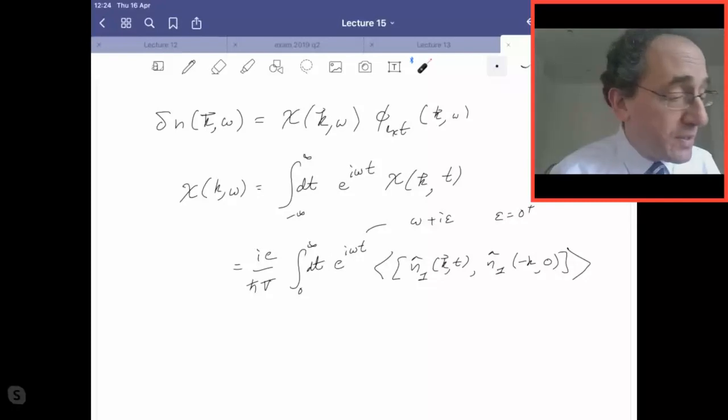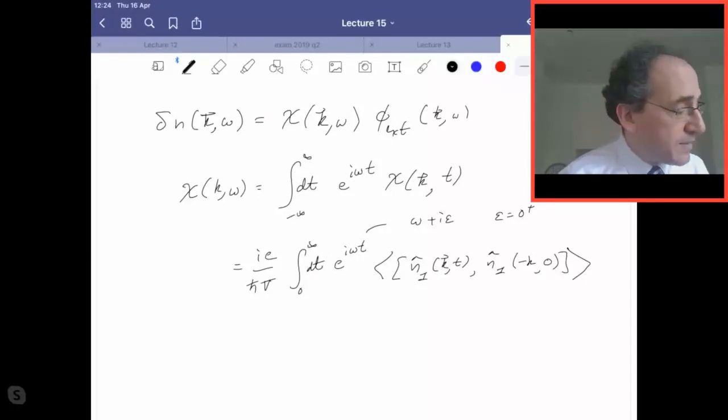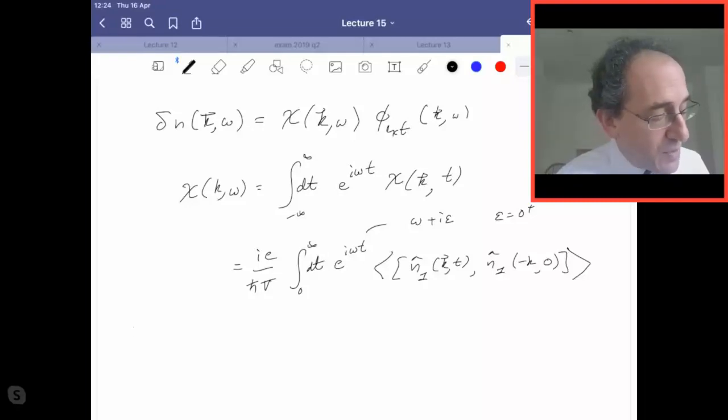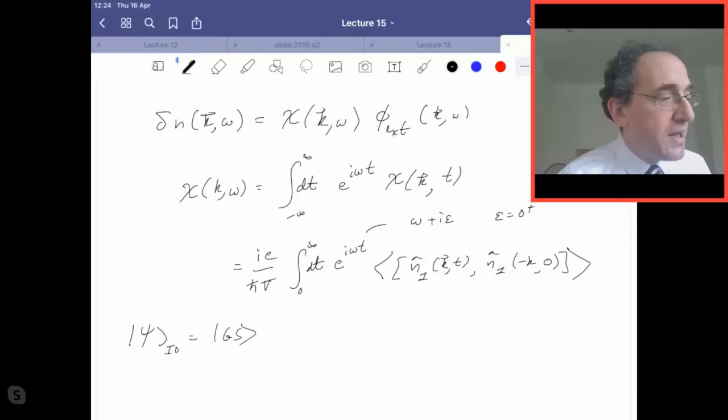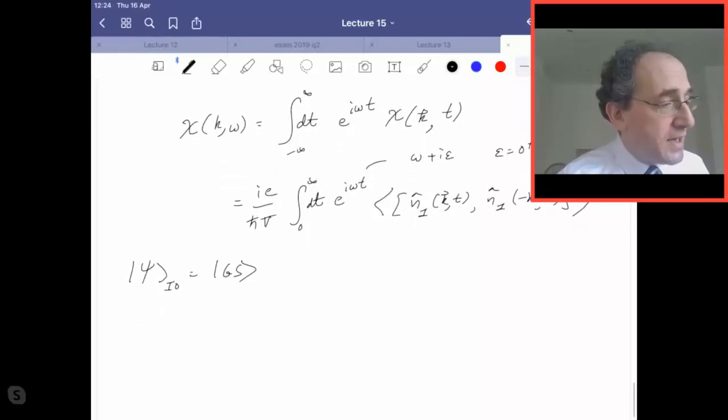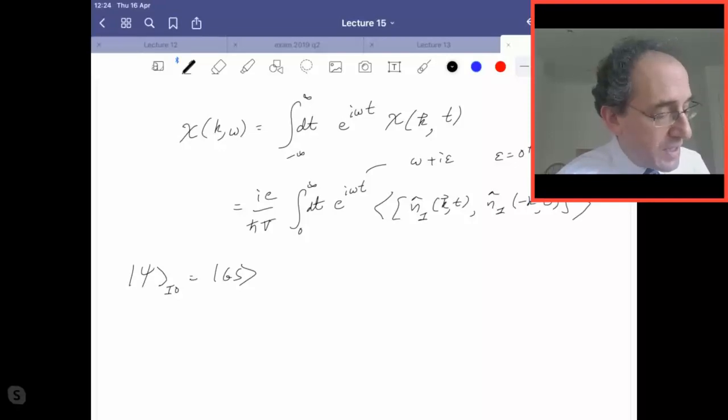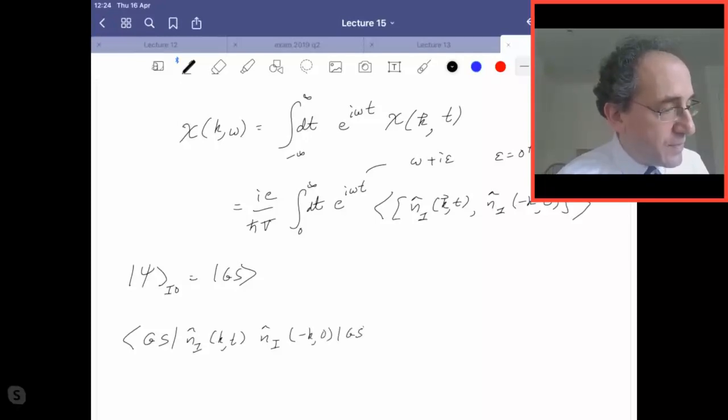Okay, so this commutator has two terms in it. I'll write out the first one in detail, and maybe the second one, and I'll assume that we can figure it out. So the first term is an expectation. The expectation is taken in the ground state. So the ground state, well, we called it before psi I zero, equals the ground state in the interaction representation. And the first term in this commutator is ground state, n hat of k and t, n hat of minus k and zero, ground state.